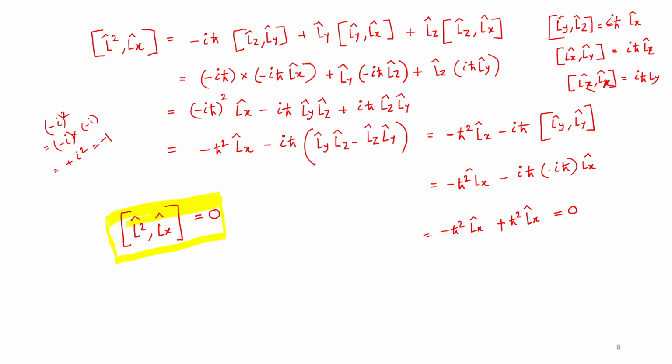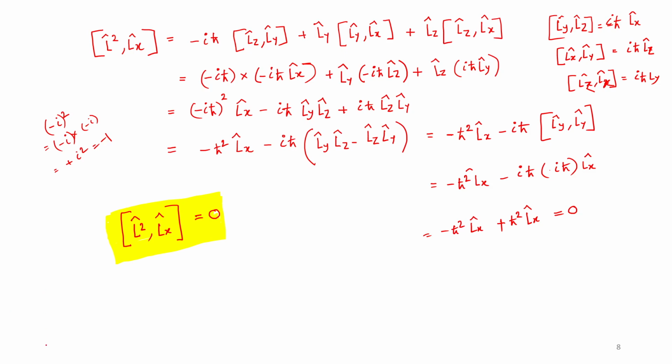So from here we can see the commutation relationship between these two is 0, right? So they commute. And what I said earlier, that when both of them commute, then they can be measured simultaneously, right? Which was not true for individual Lx and Ly, but here it is true.